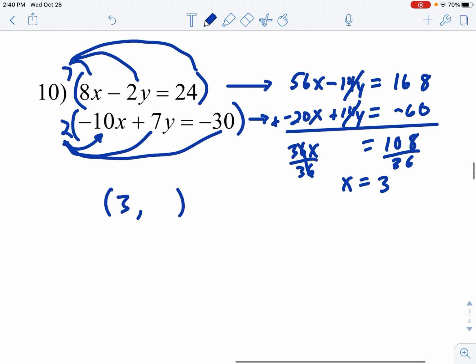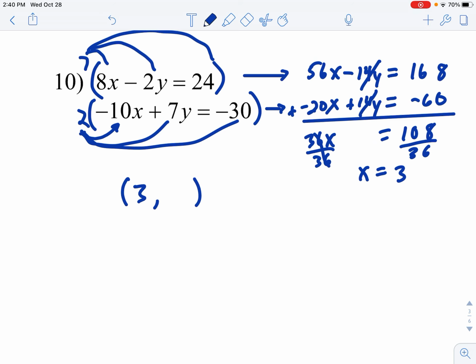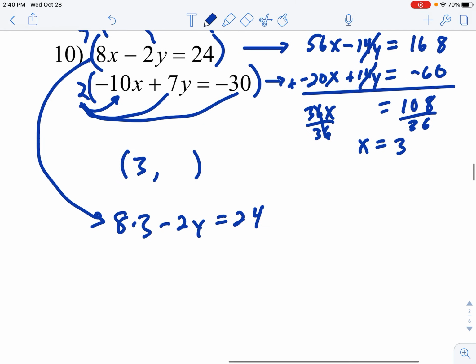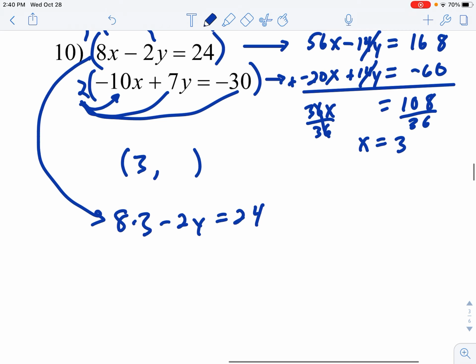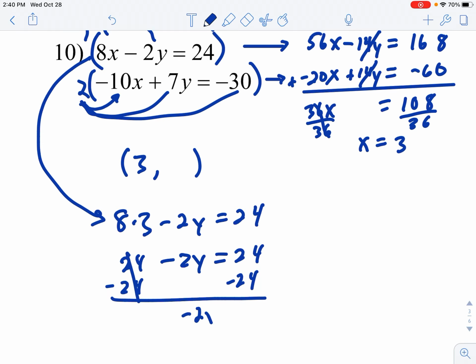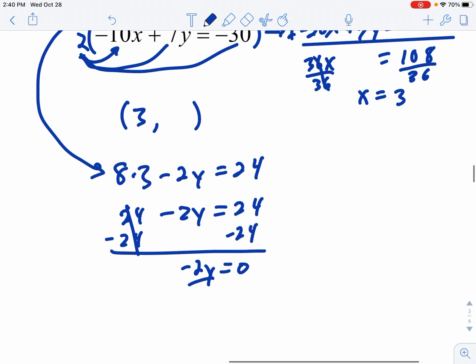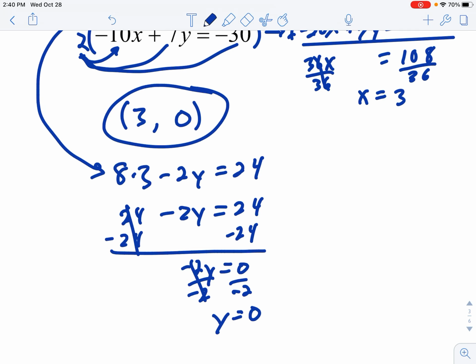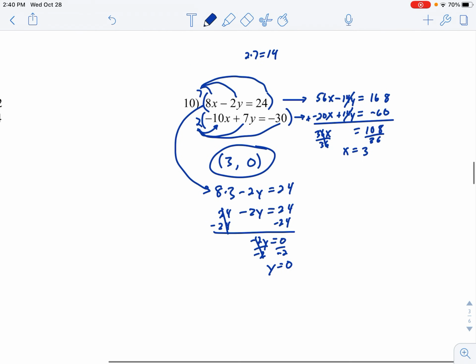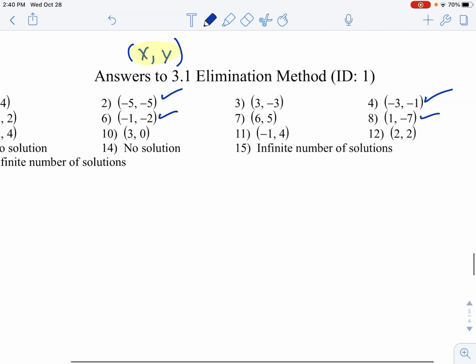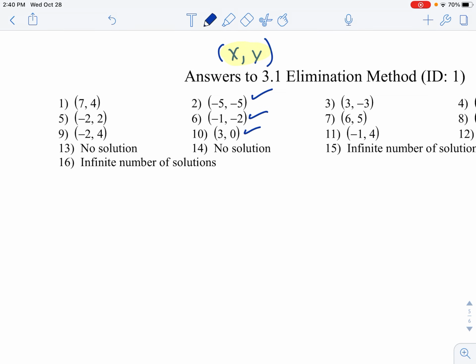Now to find the y value, I've got to plug that into one of the first two equations. I'm going to pick the first one. 8 times 3 minus 2y equals 24. It just has fewer negatives, so it looked easier. 8 times 3 is 24. Subtract 24 on both sides. Negative 2y equals 0. Divide by negative 2. Y equals 0. So the final answer should be 3, 0. So outside of making that one little mistake, it wasn't too horrible, and there's the right answer.